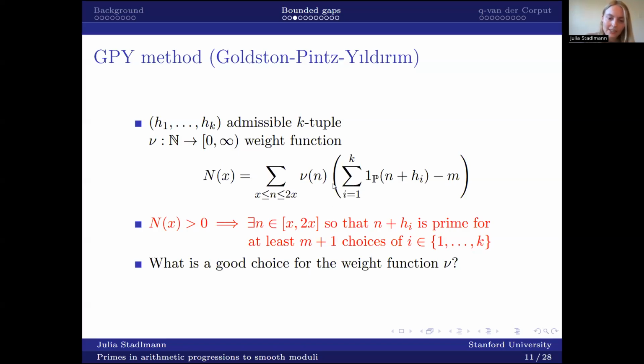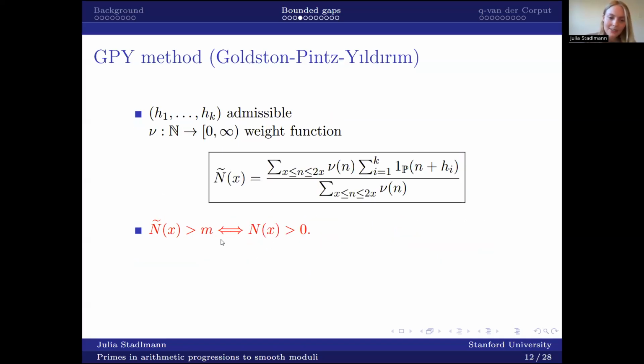And to understand this, it's good to rearrange the question N of x greater than 0 just a little bit. So this is equivalent to the sum of the nu(n) weighted by the prime indicator functions of n plus hi, over the sum of the nu(n), being greater than m. And so what we want to be able to do is to choose a weight function nu so that this ratio here is large.